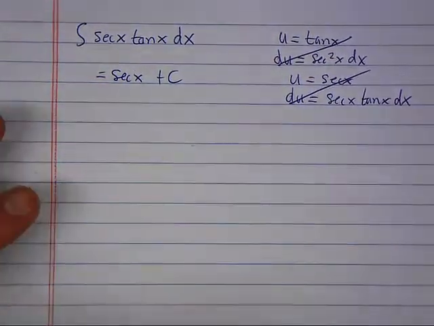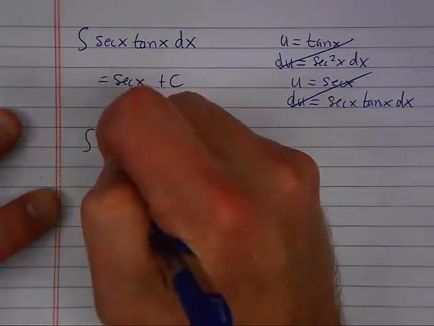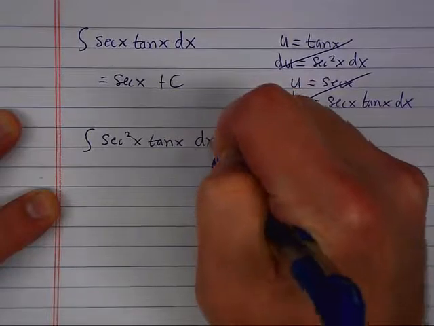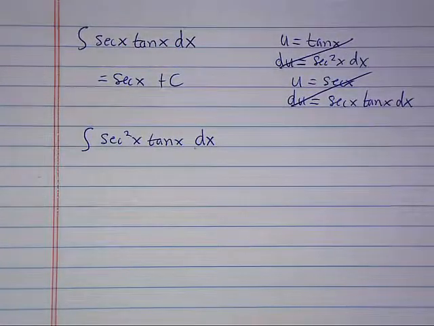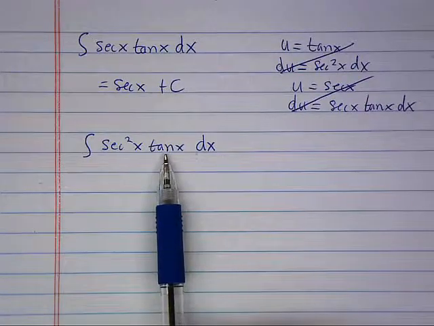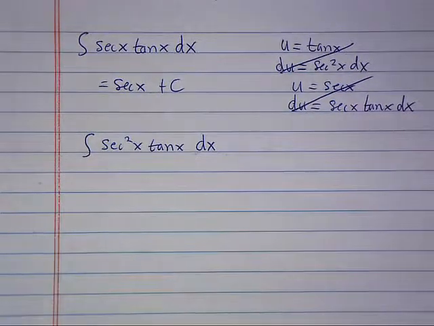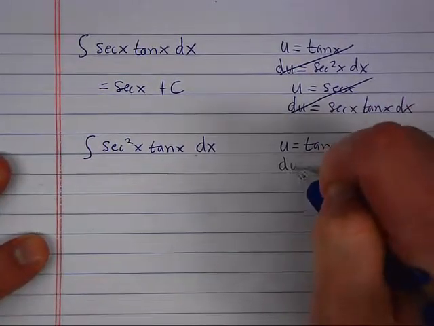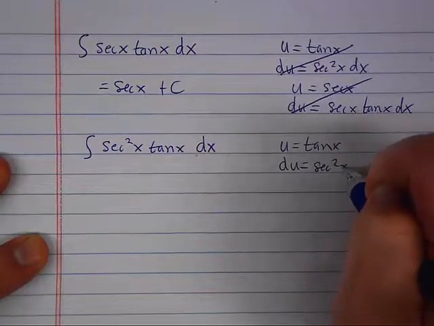But here's an interesting thing. Let's try a slightly different problem. Now I did make that secant squared. So I have the integral of secant squared x, tangent x dx. You see multiplication. What should u be? Most people would say u should be tangent, because the derivative of tangent will give you secant squared. So you could let u be tangent x, and then du would be secant squared x dx.